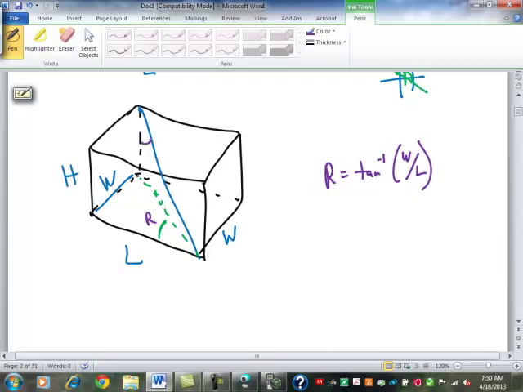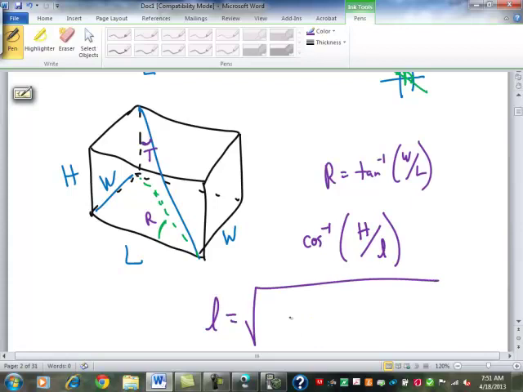The angle of tilt is this one up here. That angle is the inverse cosine of H over script L, where script L is the length of the bore. Remember, you find that cursive L is going to be the square root of H squared plus capital L squared plus W squared.